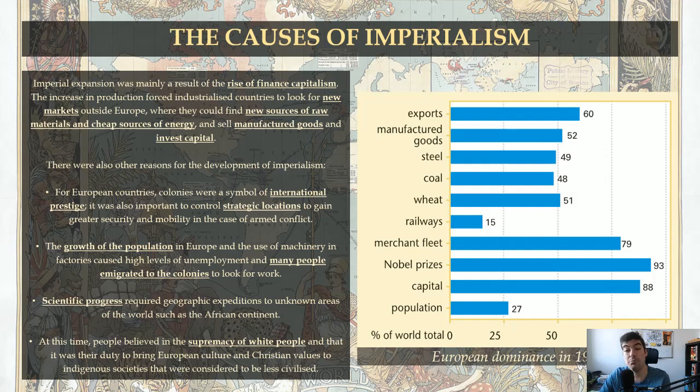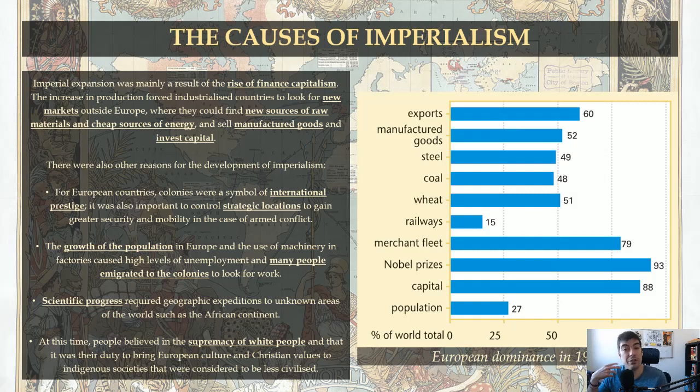Well, this imperial expansion was mainly a result of the rise of finance capitalism, which we have studied in the previous video. The increase in production forced industrialized countries to look for new markets outside Europe where they could find new sources of raw materials and cheap sources of energy, and also for selling manufactured goods and investing capital. There was a surplus of manufactured goods and of capitals. We studied that when we talked about the economic cycles, so they needed new markets in order to allocate all of these resources, both the goods of their industry and the surplus of capital, and also to provide a continuous source of raw materials for their industry as well as sources of energy. But there were also other reasons.